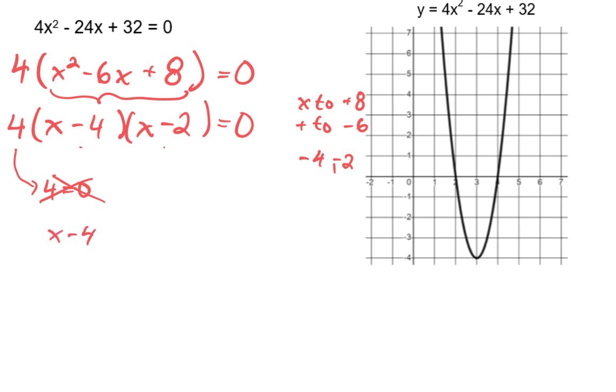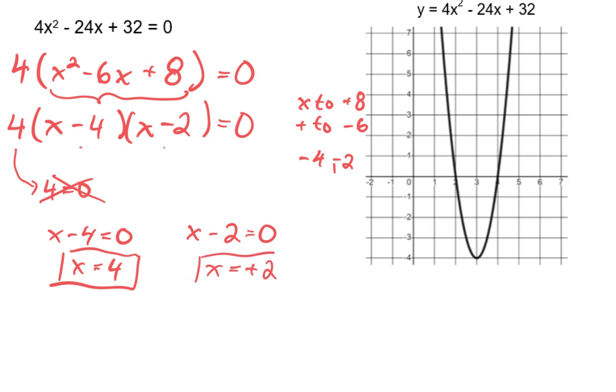But our next one, x minus 4 equals 0. We're going to add 4 to both sides. x equals 4 is our solution. Our third term there, x minus 2, set it equal to 0. Add 2 to both sides. x is equal to +2.